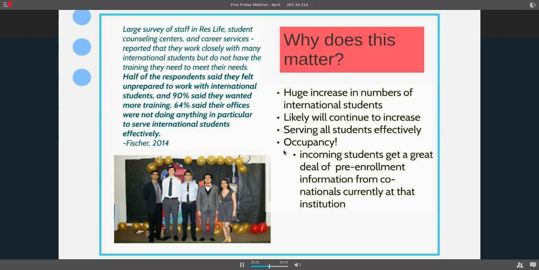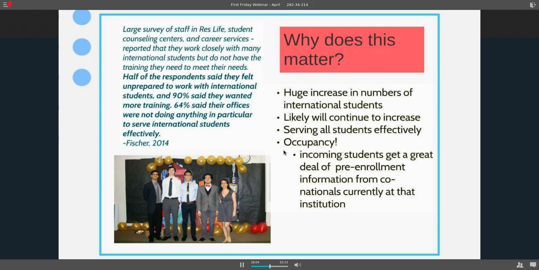And this was in the United States, but I would assume in Canada, with the similar increase, that it's a similar situation. So definitely an area where increased attention and training is needed. Obviously, there has been a huge increase in numbers of international students, and this is set to continue. And of course, we want to serve all of our students effectively. That is at the basis of all of our missions, and so we want to make sure that we're supporting the students we have. In addition, it's really important when thinking about occupancy, and our director likes to say that occupancy is everybody's business. And this is really true in lots of ways, but you can especially see it with international students because a lot of incoming students get a very significant amount of information from co-nationals who are already at that institution.